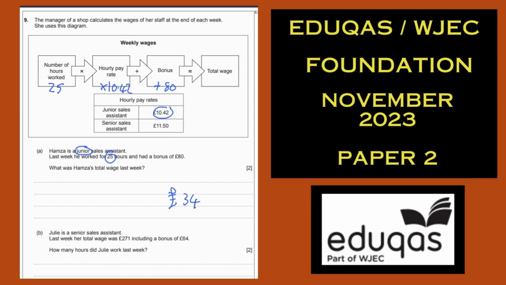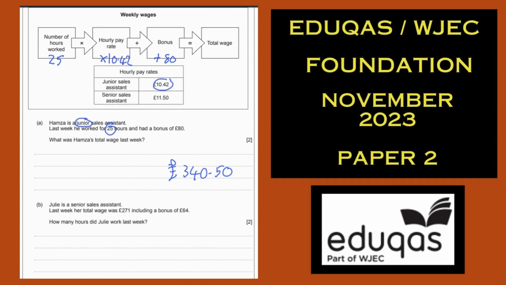Total wage, 340.5, but it's cash. Stick a nought on. Mark schemes don't seem to care about the nought as much as I do, but there you go. We've got Julie. She is senior. So we're going to be looking at £11.50 per hour for her.